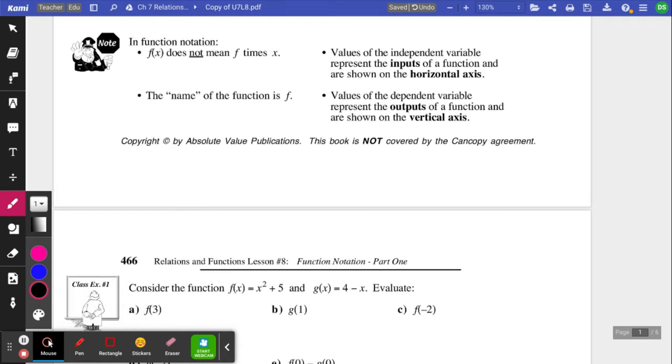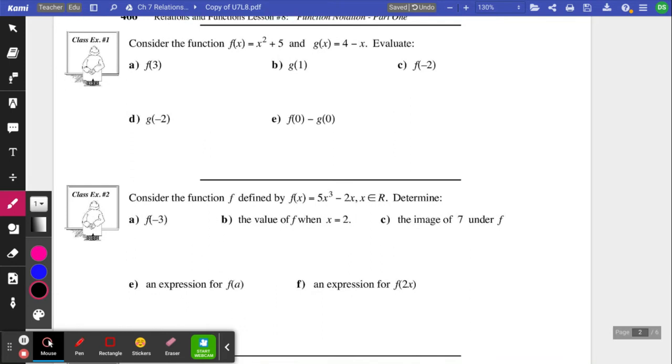F of x does not mean f times x right there. Doesn't mean that. Don't do that. Doesn't mean times. The name of the function is f. F is the name. All right, so if we come down here, look at your next page, turn the page.